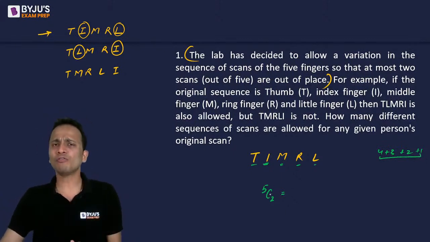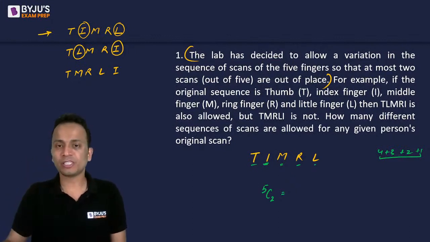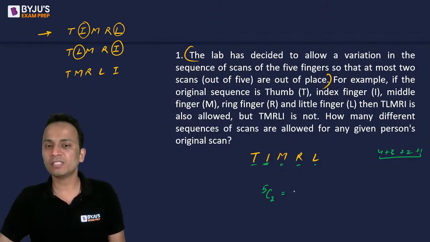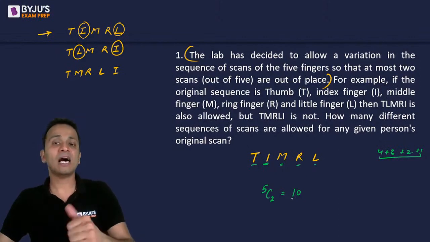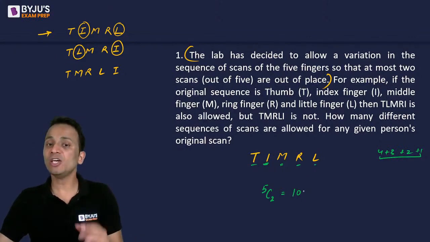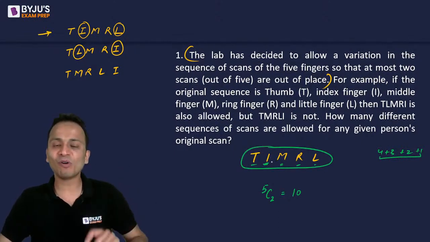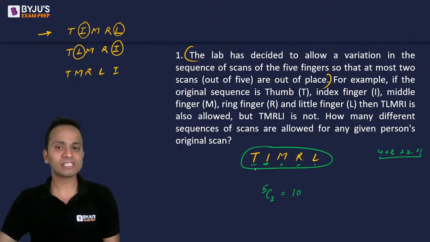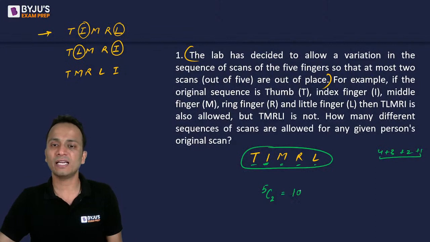Okay. But out of 5, you want to select 2 which can be interchanged. So this can be calculated in 5C2 ways. 5C2 का value कितना होता है? 10. Fine. So these 10 scans are allowed. Additionally, original scan जो था उसका वो भी तो allowed है ना. So this is one thing that some of you have not considered. So अगर original scan TIMRL है, so obviously original scan तो allowed है. Other than that, there is a relaxation for these 10 scans.